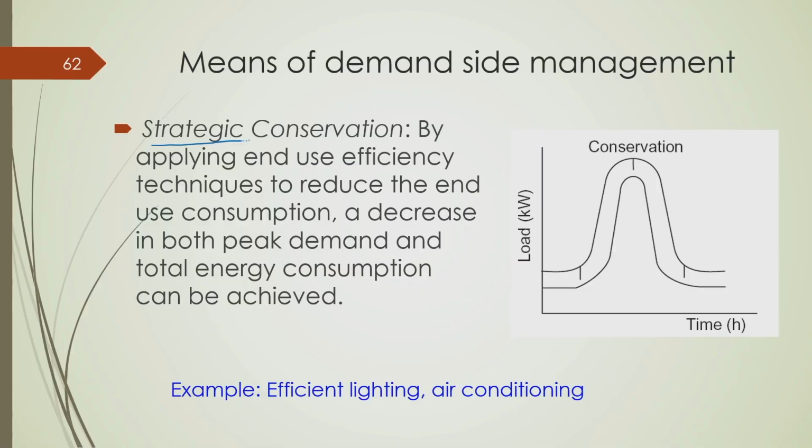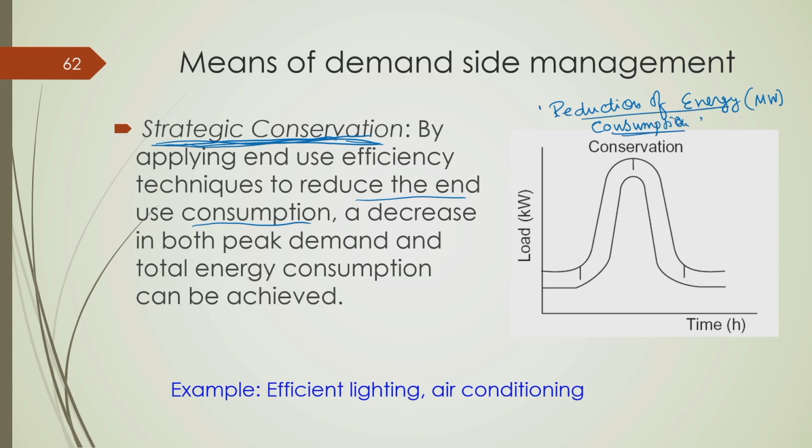Now, there is another form of demand side management, which is called strategic conservation. By doing so, you can reduce the energy consumption. So, this is a way of reduction of energy consumption. Energy, you can write it in terms of megawatt. Okay. So, this is the process of reduction of the energy.